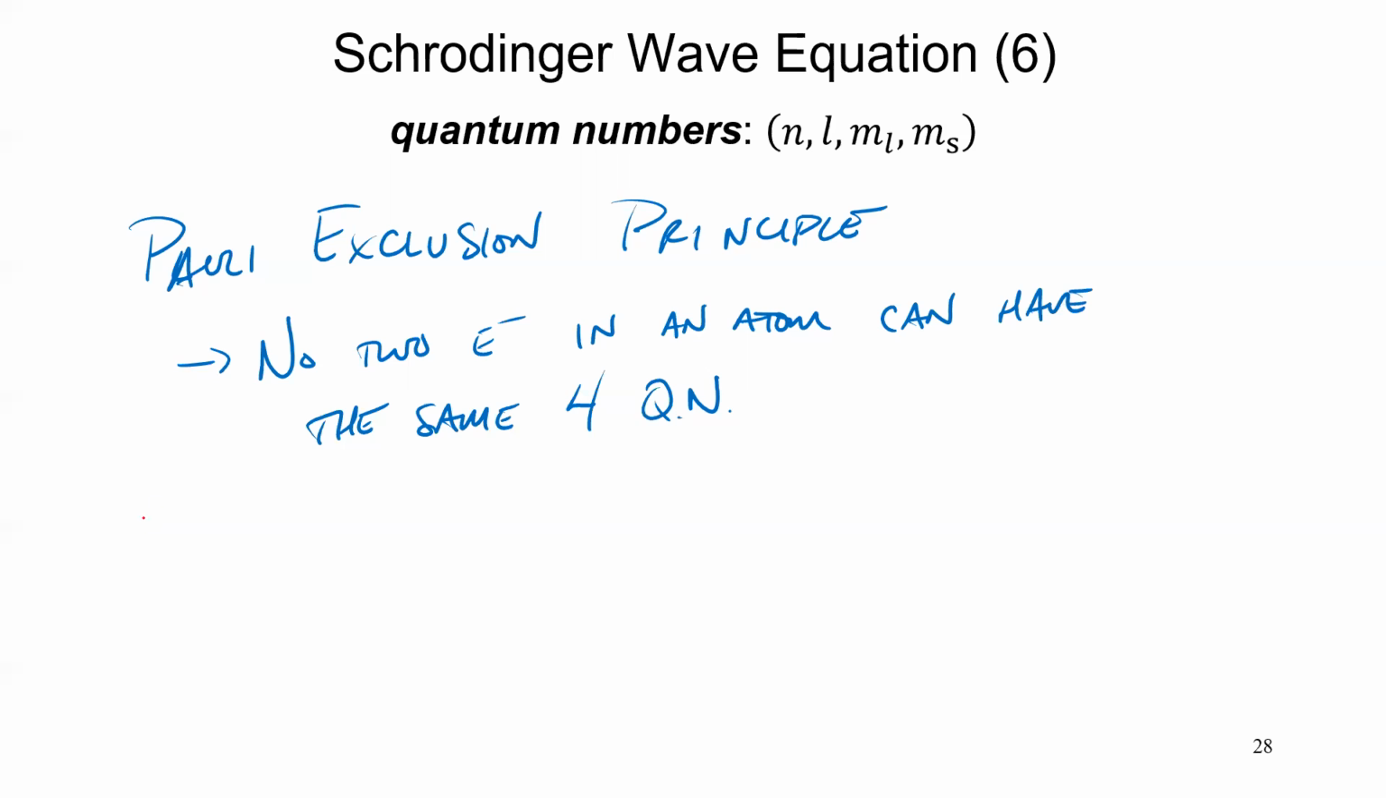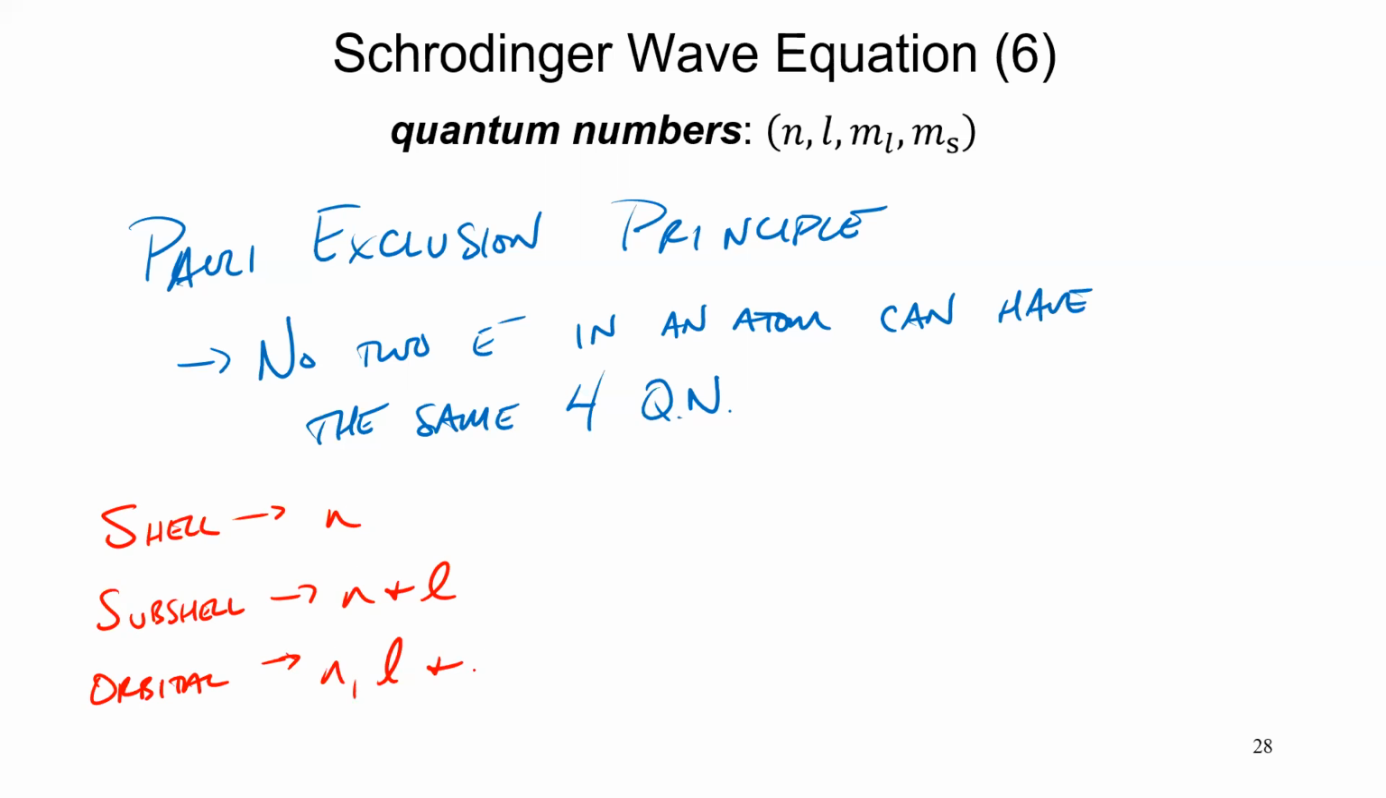I'll also use this little space here to just try to reiterate again that in order to know something about the shell, all we need to know is N. Okay? If I need to know something about a subshell, yeah, I need to know L, but I need to know N too. So I need to know N and L. If I need to know something about a particular orbital, I need to know N, L, and M sub L. And then if I'm going to talk about a particular electron, I need to know all 4 quantum numbers: N, L, M sub L, and M sub S.